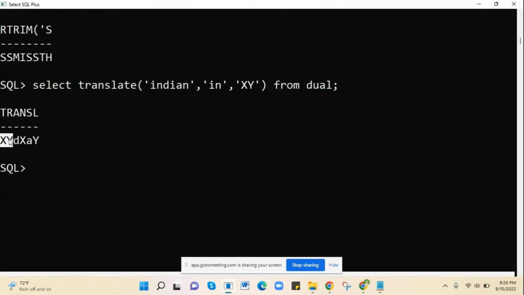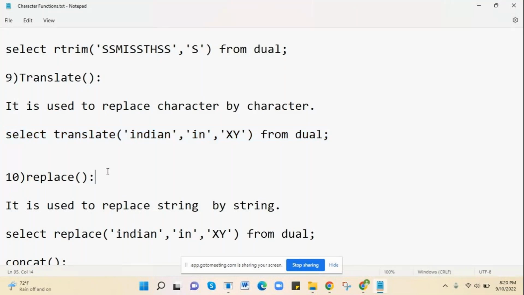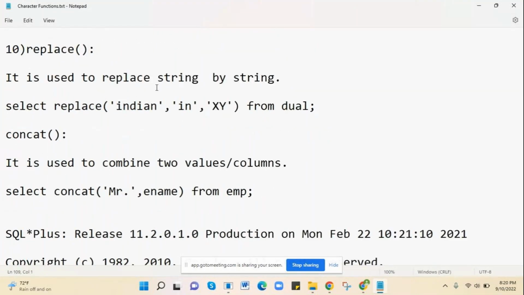You see, x y d x a y. In place of i, x; in place of n, y. Whereas replace, it will replace string by string. Instead of in, it will give xy. If it is individual, it won't. Only where in is present, it will replace with xy. Okay?